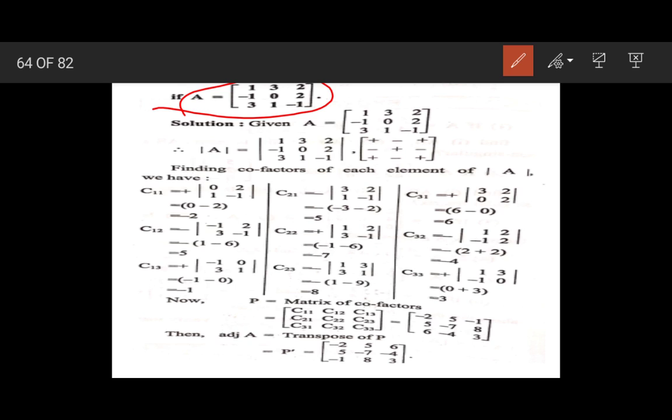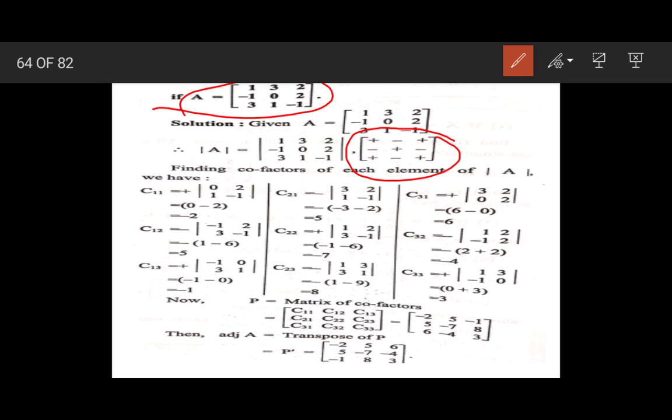Okay. So first what we have to do? First we have to write the sign. Define the sign. So plus minus plus, then minus plus minus, and minus plus minus plus. Okay. So after defining this sign, next what you have to do? You have to find the cofactors.